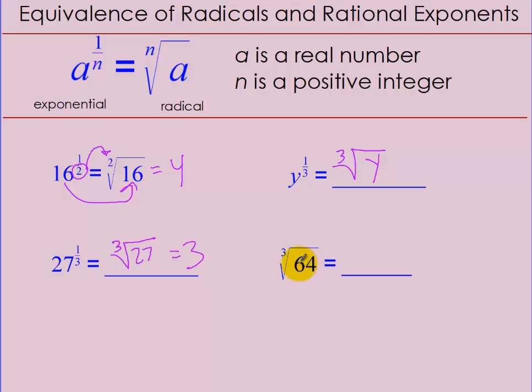And I want to convert this. This is in radical form. Let's convert to exponential form for fun. That's going to convert to 64 to the 1 over the index, which is 3, so 1/3 power. So that's how you convert.